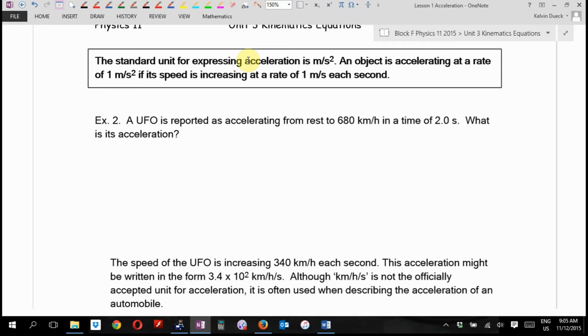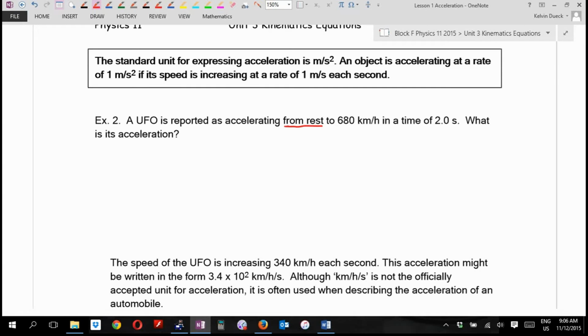There is another unit that's used occasionally. Oh, here we go. Example 2. A UFO is reported as accelerating from rest. You know what? I think I would underline the words from rest, because that's going to be important. To 680 kilometers per hour in a time of 2 seconds. What is its acceleration?